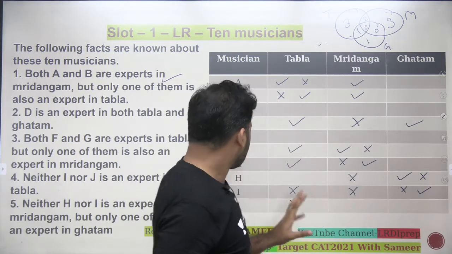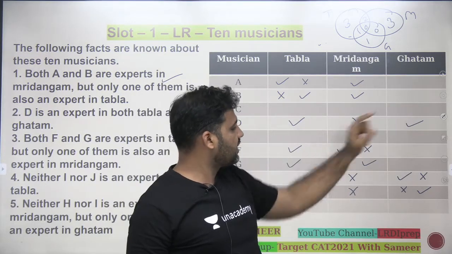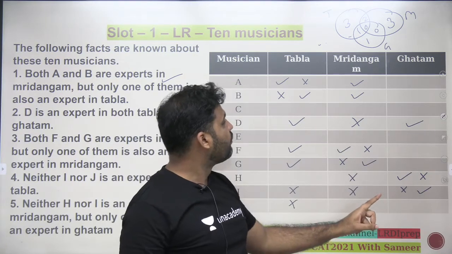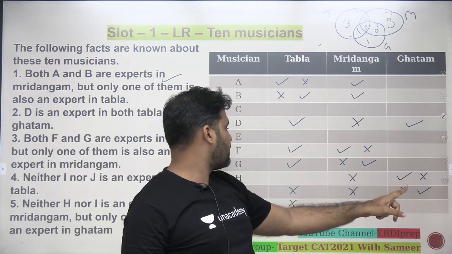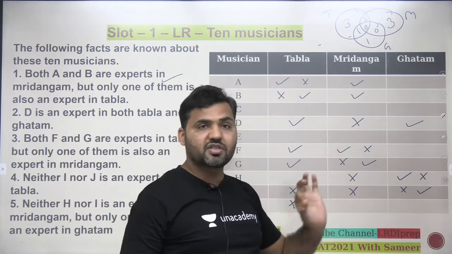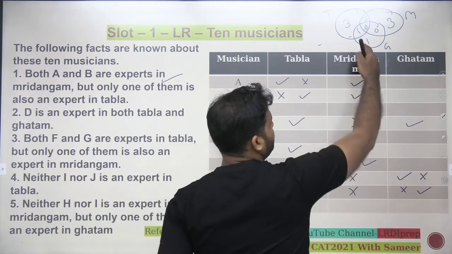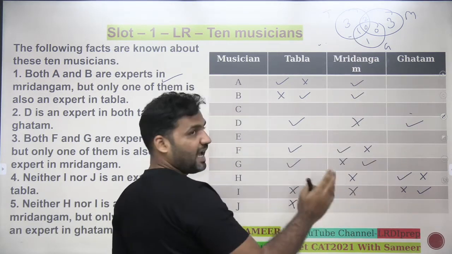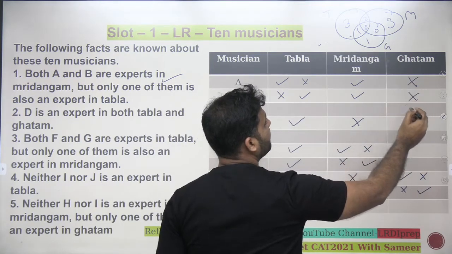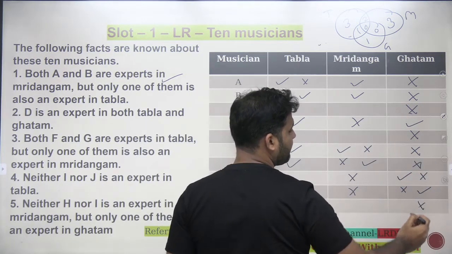We know that one of the persons playing this third instrument, Ghatam, is D, and another person playing Ghatam would be either H or I, right? Any one of them is definitely playing that instrument. So these two persons are only D and one between H and I. So can I say none of the other people will be able to play this instrument? So can I cross the rest of the values?